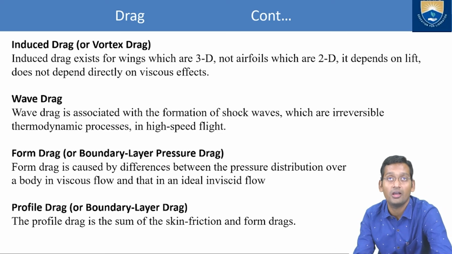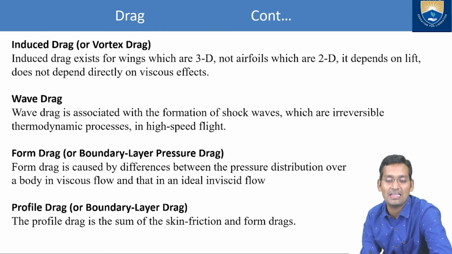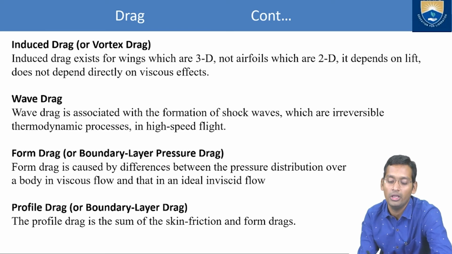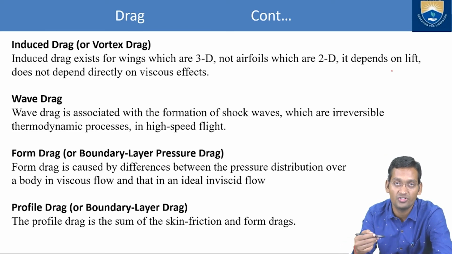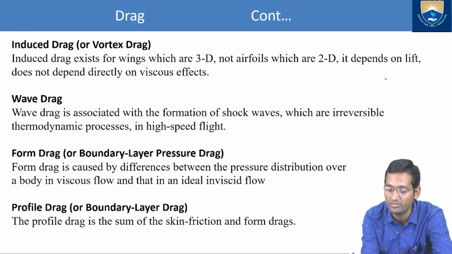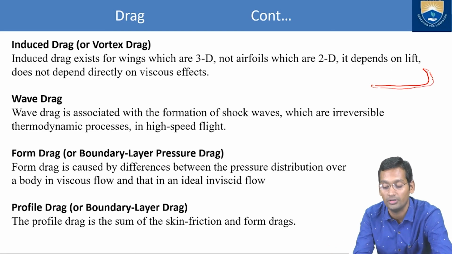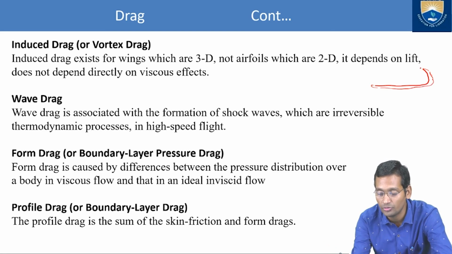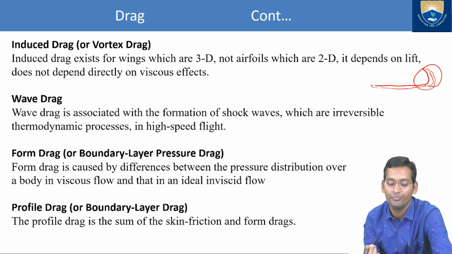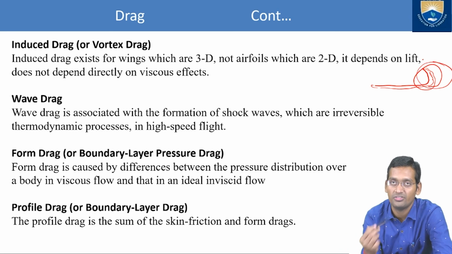Now induced drag, or vortex drag, can be induced only in the case of 3D geometry, not in 2D geometry. Why? Because of the tip; even in an aircraft you can see the tip is bent like this. Whatever drag is produced because of this is called the vortex drag or induced drag. That is produced at the vortex of the wing only.